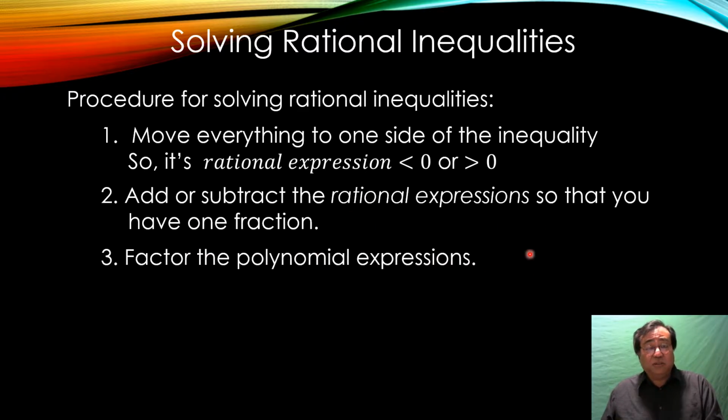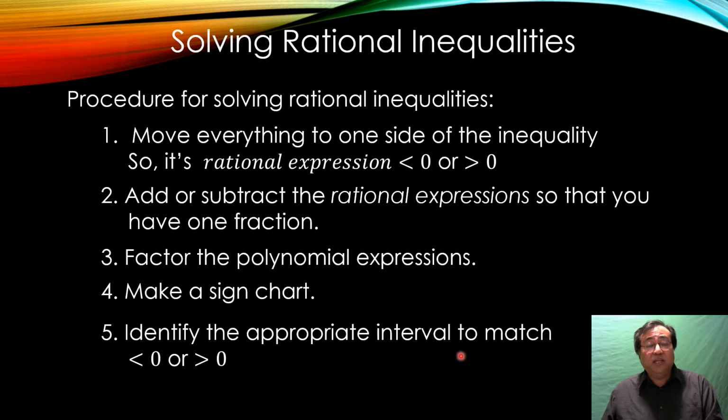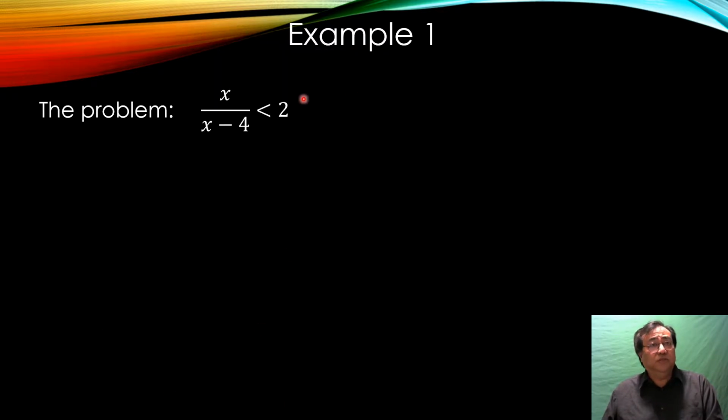Then we factor the polynomial expressions and then make a sign chart. Now you've done that too. Okay. So then we identify the appropriate interval to match the less than 0 or greater than 0. Now this you might not understand until you see it in action. So let's get it. All right, so here's the first example.